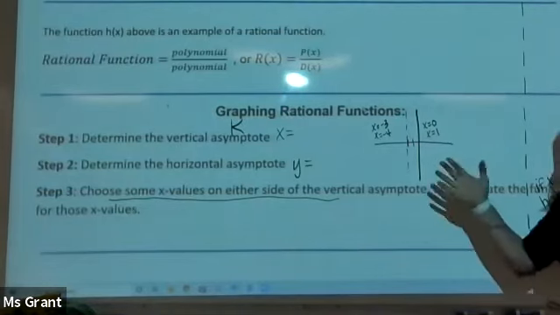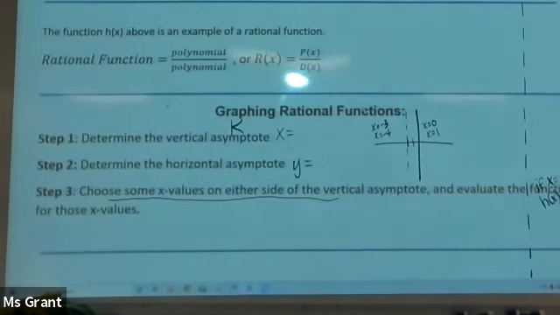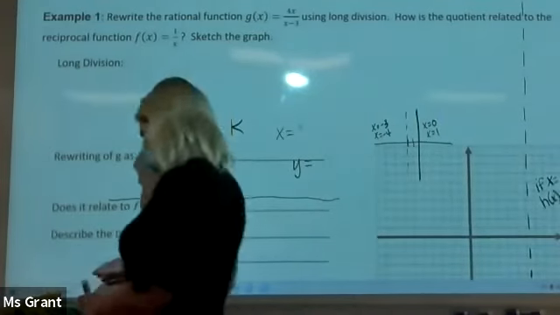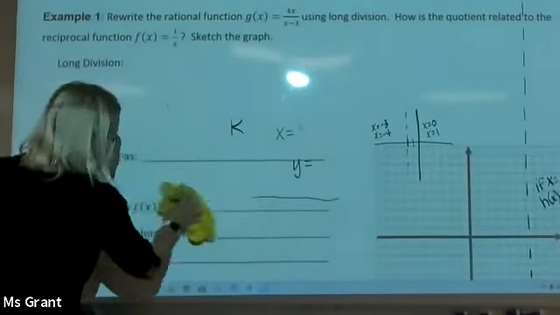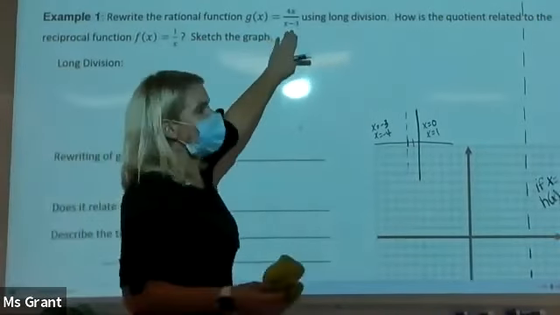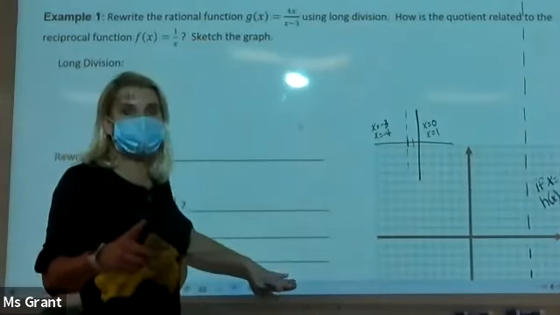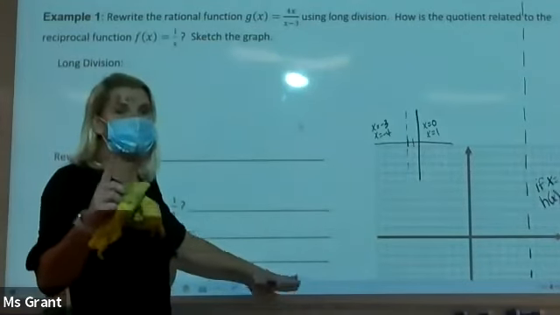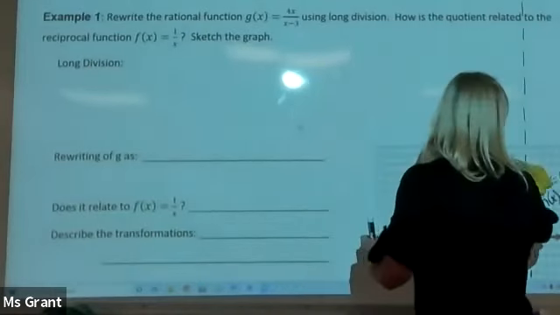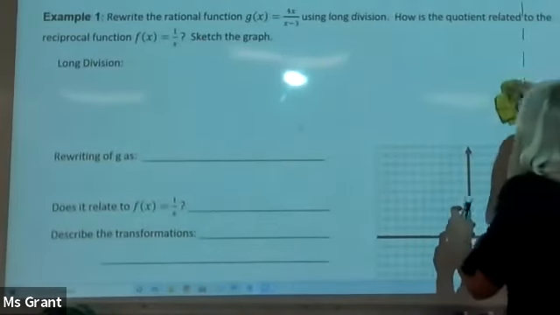Okay, I'm going to go down. We're now getting into our first example. Just a heads up, this example looks great, but I am on example two, which is one of your homework problems. I do need to change what example two says, just so you know. So don't work ahead, because you'll be wasting your time.